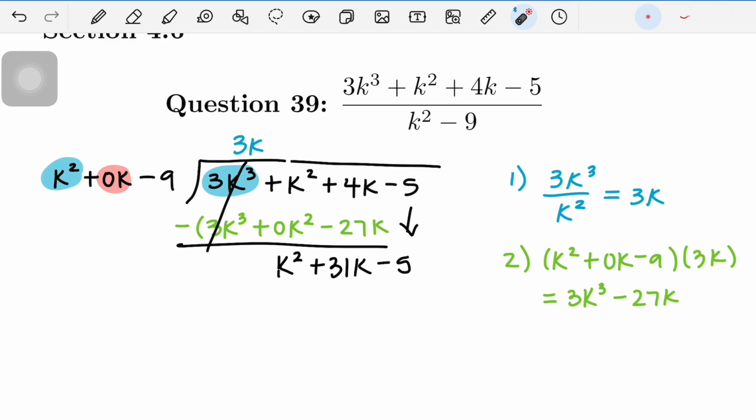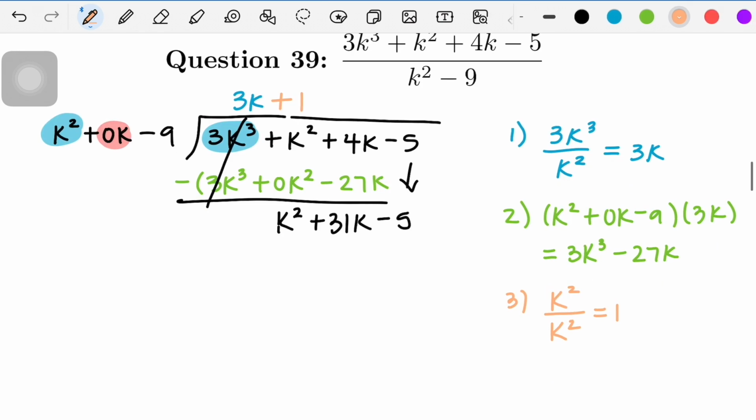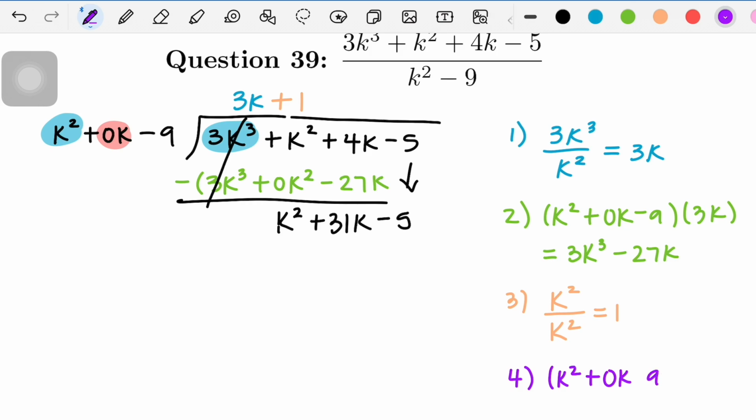All right, so we're going to repeat this process. We're going to divide this leading term here for this polynomial by the leading term in this polynomial. So for step 3 here, we're going to have k squared divided by a k squared. So this will give us 1. And then this result is going to go up here. And then for our 4th step here, we know we're going to multiply that result by our divisor. So this will just give us our divisor back. So we're going to subtract that guy out.